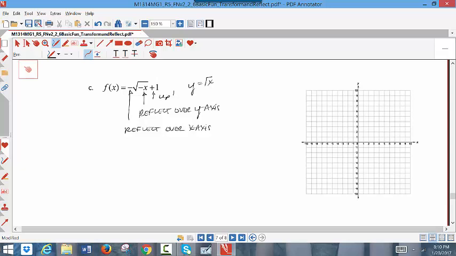Let's see if we can do this. Okay, so here's the square root of x. I'm going to reflect it first over the y-axis, which puts it over here. Then I'm going to reflect it over the x-axis, which puts it down here in quadrant 3. Then up 1 unit, my last graph I'm going to put in blue, up 1 unit. This should be my final graph in blue.